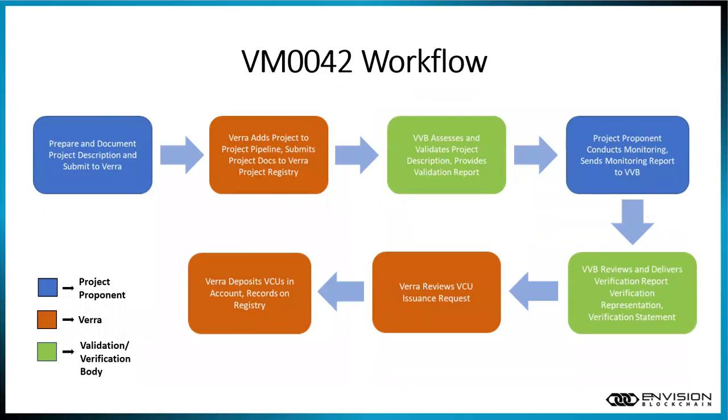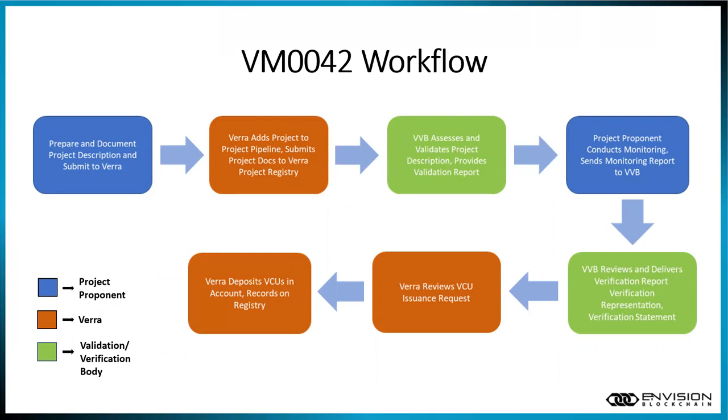Now we have the workflow for VM42, which will help us in comprehending what needs to occur, the order in which it needs to happen, and the roles that need to be performed. The project proponent is illustrated in blue, while the standard registry, in this case Verra, is indicated in orange. The validation verification body, which we'll refer to as the VVB, is represented in green. So let's go through this workflow.